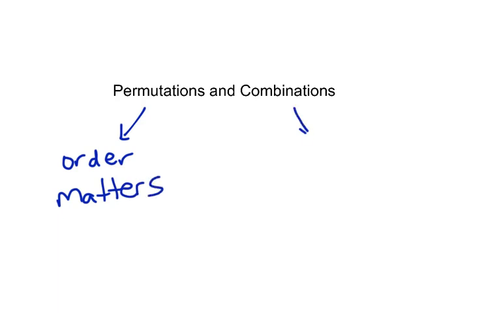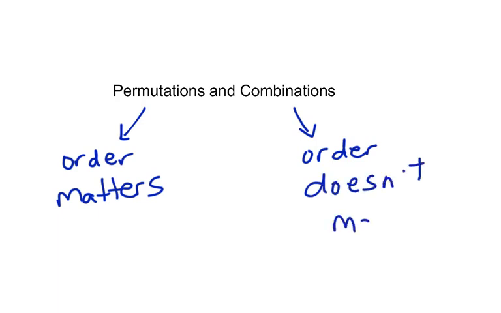The key is, when order matters, we have a permutation. And when order doesn't matter, we have a combination. Now you may be thinking, well, what does that mean when order matters and when order doesn't matter? We'll look at some examples and I'll try to explain the difference between the two.